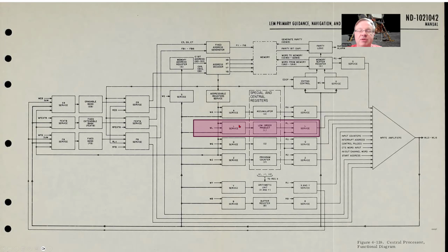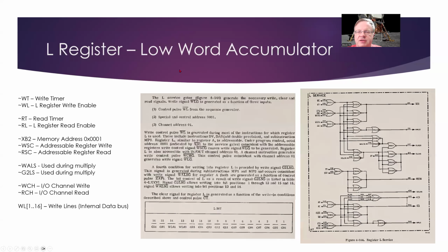But whenever you need to do a double precision mathematical operation, we have the L register, which is the low order product. So if we're doing multiplications, or basically math where we need more than the 14 to 15 bits of precision that can be stored in the accumulator, we can also store some of that data in the L register. So it shares some similarities with the A register, and some similarities with the Q register.